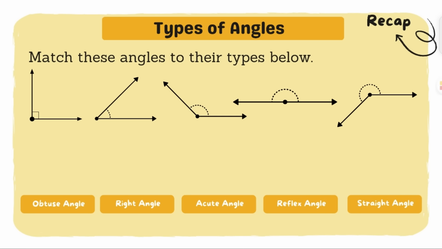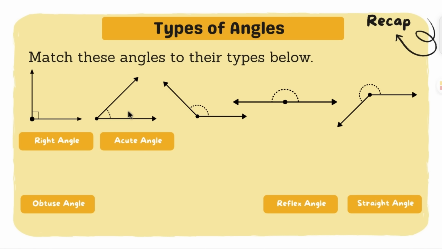Okay, so the first angle here is an example of what we call a right angle, because this is a 90-degree angle. Next figure, this is what we call an acute angle. Acute angle has a measure of less than 90 degrees.